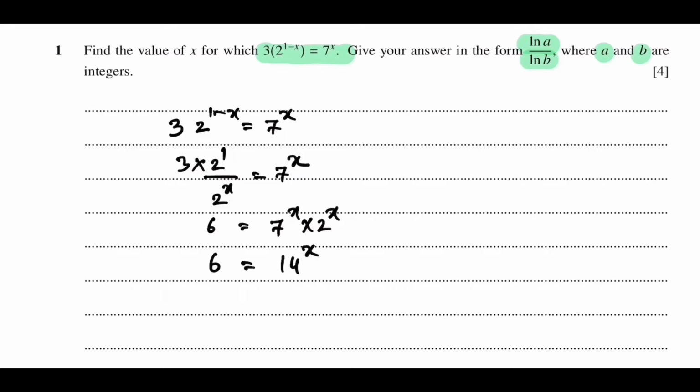Now let us take natural logarithm on both sides of this equation. ln 6 equals ln 14 to the power x. So we can get the answer easily. If we make x the subject, we can write x equals ln 6 by ln 14. So this is the answer for this one.